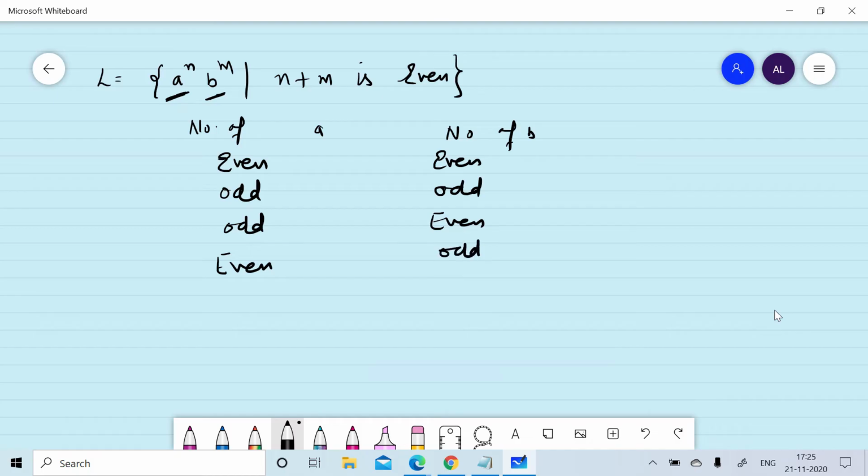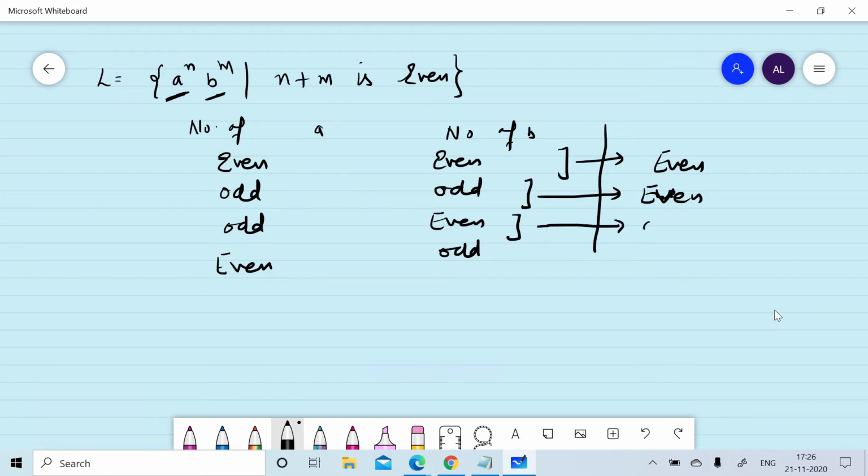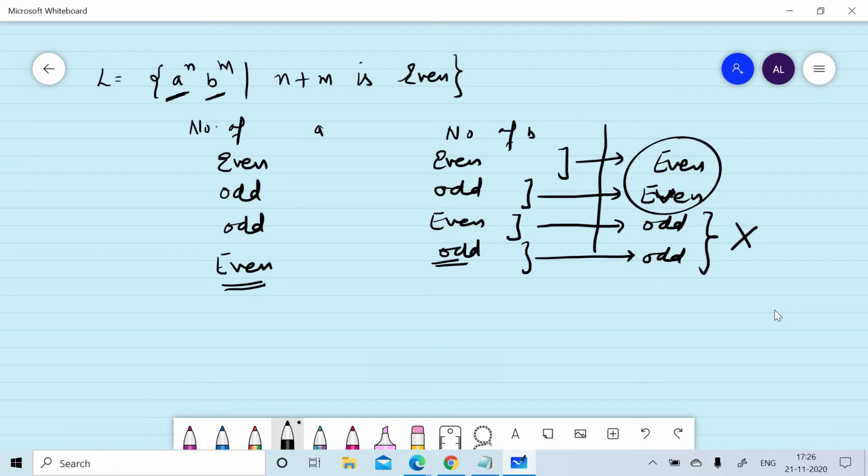And if we check their sum, the sum when the number of a is even and the number of b is even is even. The sum when the number of a is odd and the number of b is odd is even. The sum when the number of a is odd and the number of b is even is odd. The sum when the number of a is even and the number of b is odd is also odd. So we will not consider these two cases. We will consider case number 1 and case number 2.